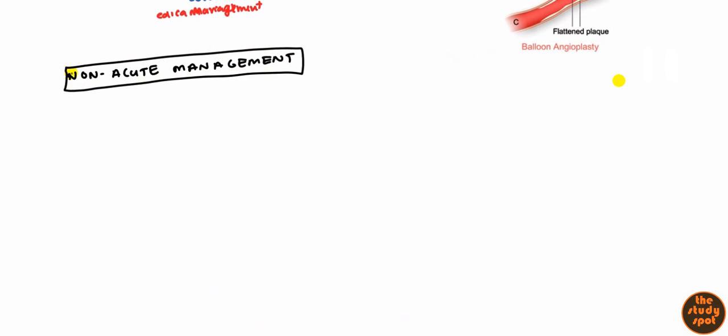So after you've done all this, you stabilize the patient. What is the non-acute management? What we talked about earlier was the acute management. That all needs to be done within a few hours: either the PCI, the CABG, or the fibrinolytics, or whatever you need to do. Now, once the patient is stabilized, he's in the hospital, he's admitted, what do you want to continue doing?